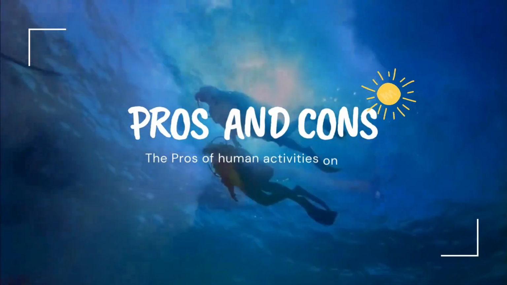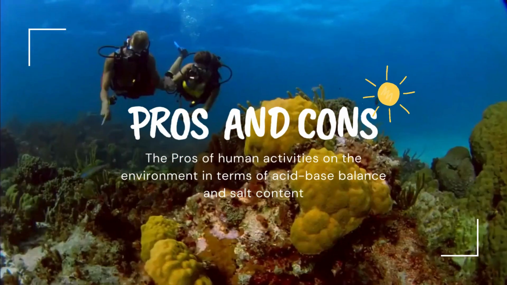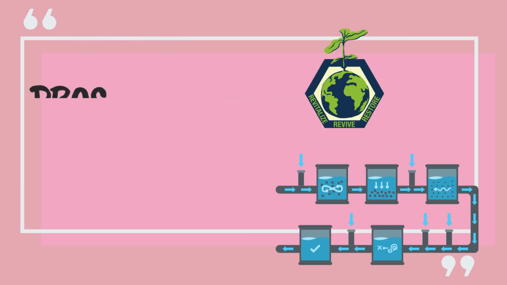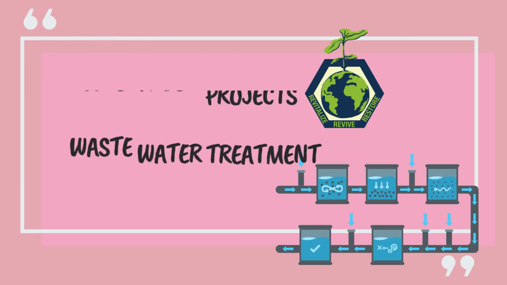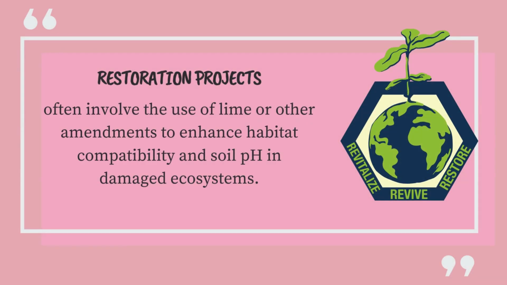The pros of human activities on the environment in terms of acid-base balance and salt content. Examples of these are restoration projects, wastewater treatment, and urban greening. So, restoration projects often involve the use of lime or other amendments to enhance habitat compatibility and adjust pH in damaged ecosystems.